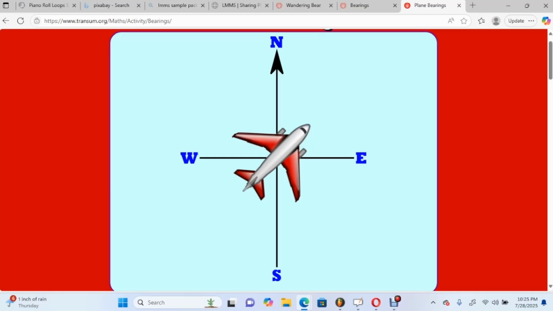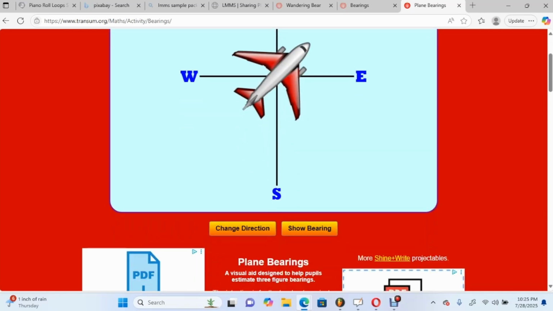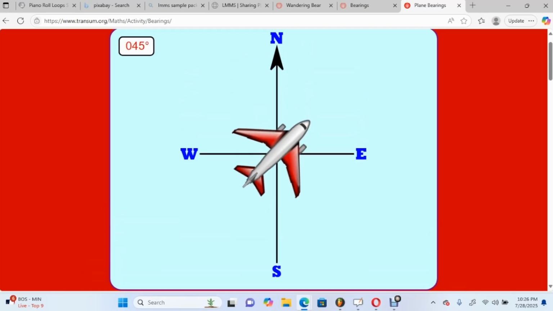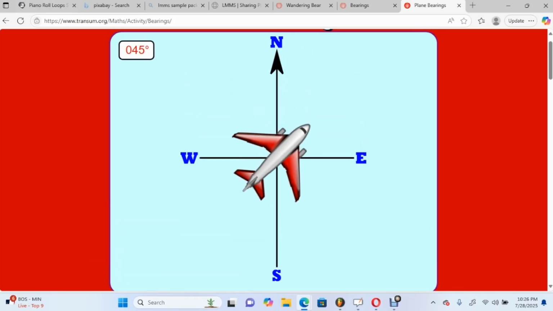You would need a protractor to measure the exact answer. So say 45 degrees, written as 045, because we write the answer in 3 digits. Now the plane is at 045 degrees.